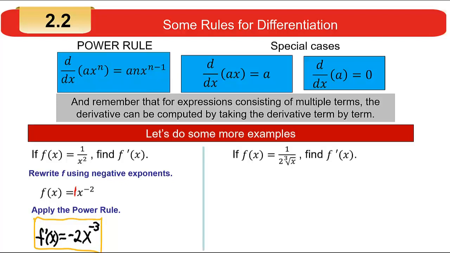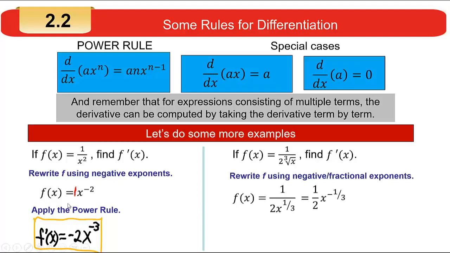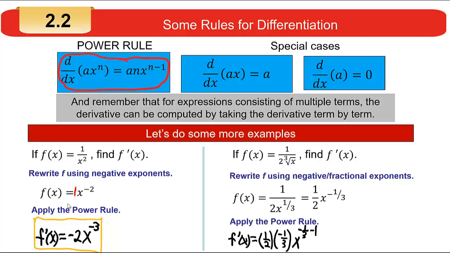What if f of x equals 1 over the quantity 2 times the cube root of x? Well, again, we've done one similar to this. You know you're going to take that cube root of x and write it as x to the 1/3. And since it's in the denominator, it's going to come up as an x to the negative 1/3. So when you push it up, it becomes x to the minus 1/3. Now it looks like the form of the power rule. Applying the power rule, you get 1/2 times minus 1/3, and then you reduce the exponent by 1. So if you take minus 1/3 and subtract 1, remember 1 is 3/3, so you get minus 4/3.